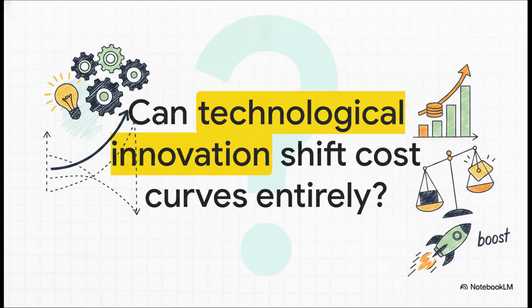This leaves us with a truly fascinating puzzle to ponder. We know the marginal cost curve eventually rises sharply because of the law of variable proportions. So as a business scales and pushes its production to the absolute limit, how long can it outrun those U-shaped cost curves before the math catches up with the profits? Can technological innovation shift these curves entirely downward, totally redefining the short run? It's the ultimate balancing act of business logic.